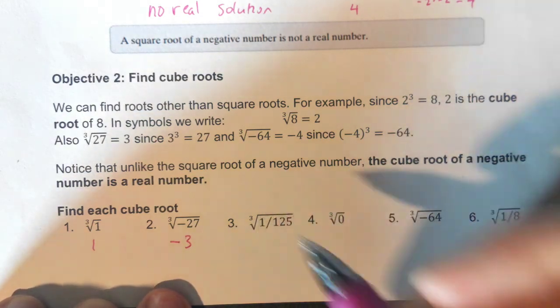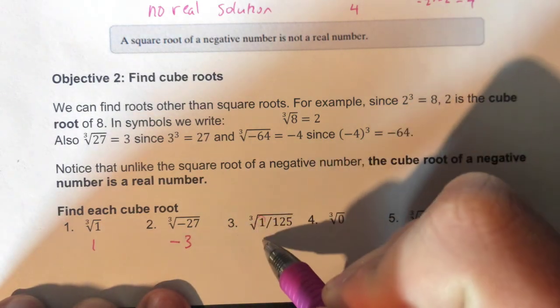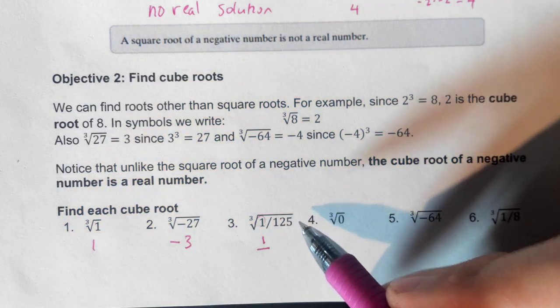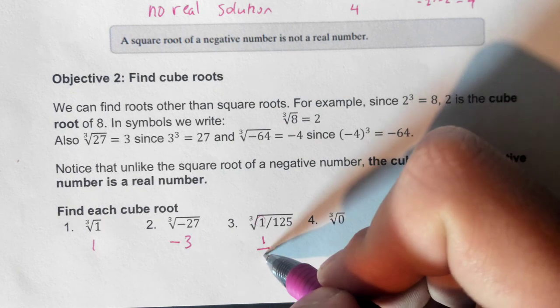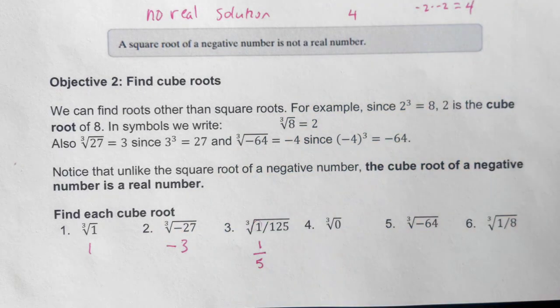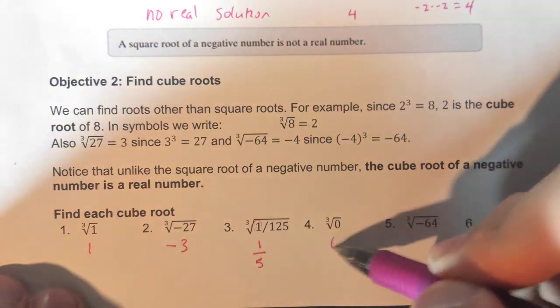1 1/125, the cube root of that. So do the top. What's the cube root of 1? 1. On bottom, what's the cube root of 125? Well, it ends in 5, so 5 is a great guess. 5 times 5 is 25, and 5 quarters is $1.25. So the cube root of 125 is 5. Cube root of 0, still 0.